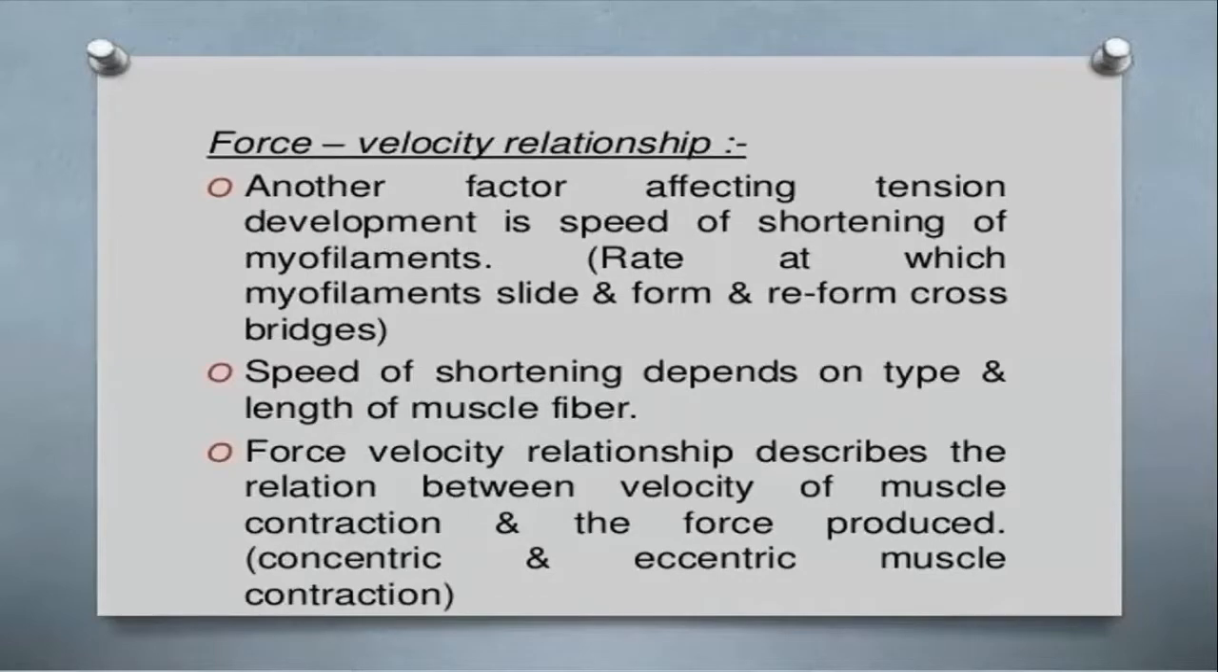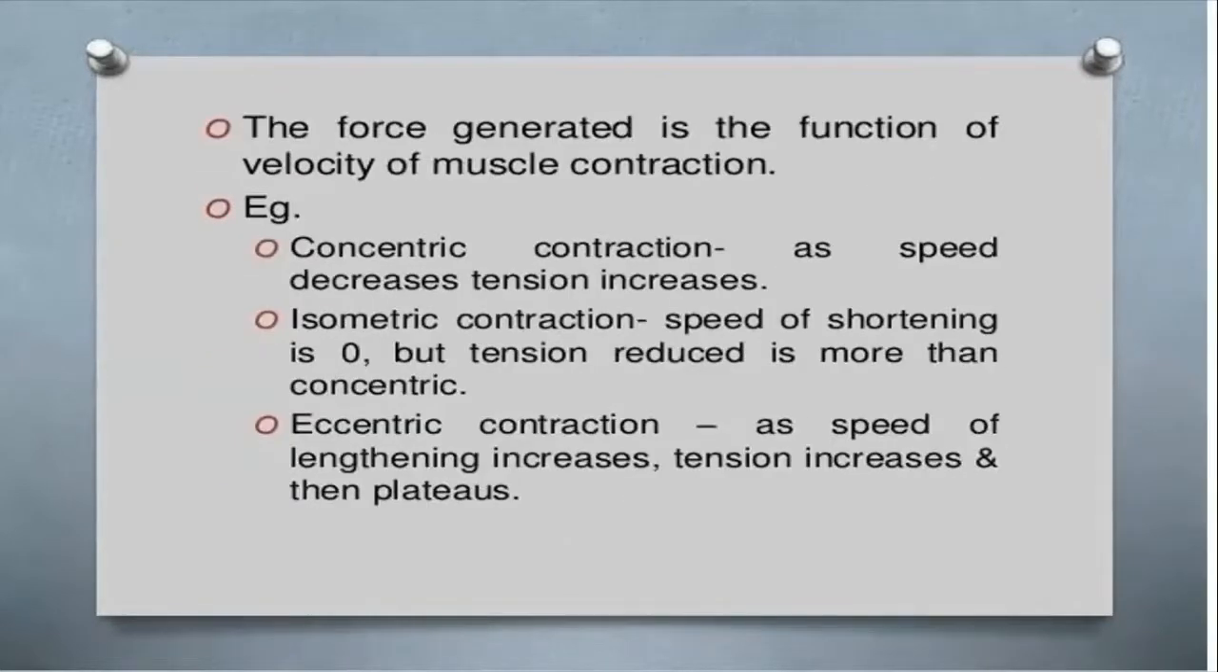Now we come to the force-velocity relationship. Another factor affecting tension development is the speed of shortening of myofilaments, the rate at which myofilaments slide or form and reform cross bridges. Speed of shortening depends on the type and length of the muscle fiber. The force generated is a function of the velocity of muscle contraction.